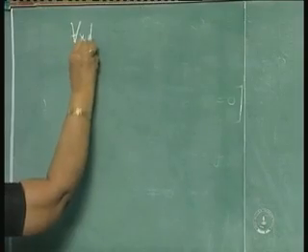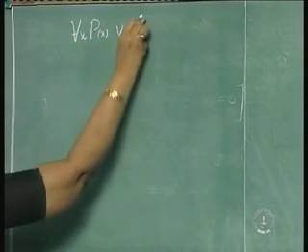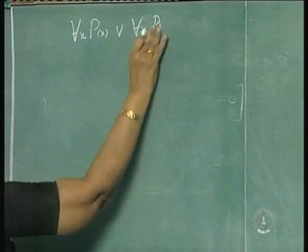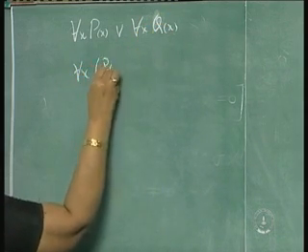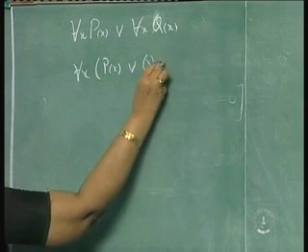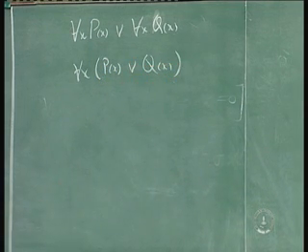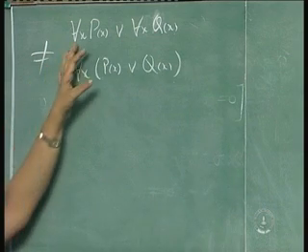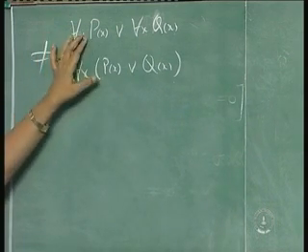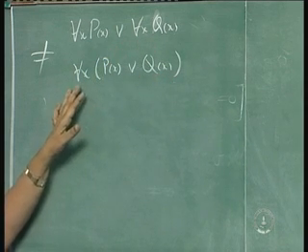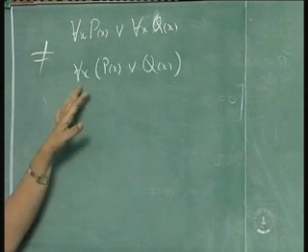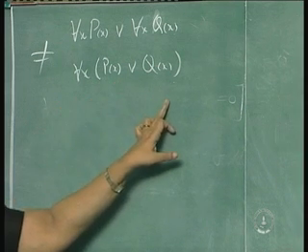Now, look at this: for all x P of x or for all x Q of x, and for all x, P of x or Q of x. Are they equivalent? They are not equivalent, because here it means for all x P of x is true, or for all x Q of x is true. Here it means for every value of x, either P of x is true or Q of x is true.